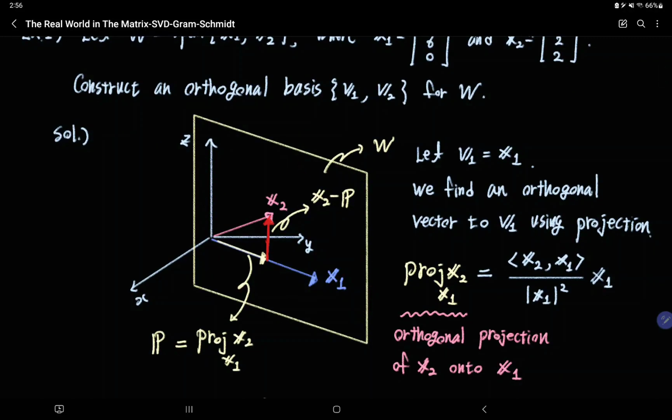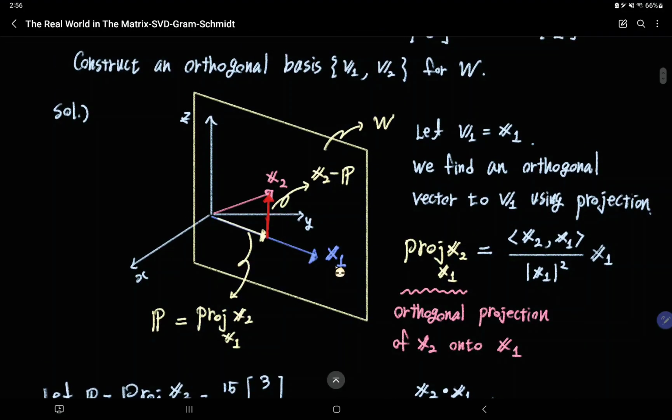So here's a plane, W. Let's say this is x1, then we choose x1 as v1. This is v1 right now, and then we're going to find the orthogonal projection of the vector x2 onto x1. That's the kind of shadow of the vector x2 onto x1, right? So that's a projection of x2 onto x1. We have seen this one in vector calculus, right?